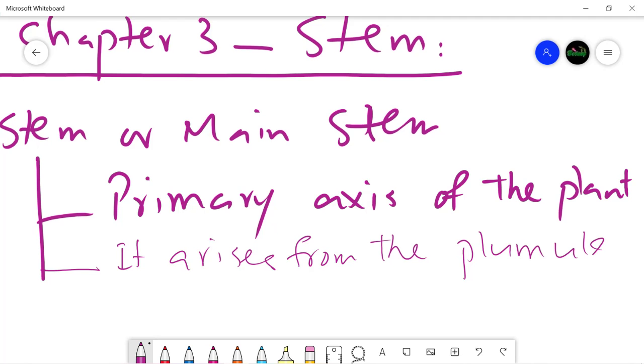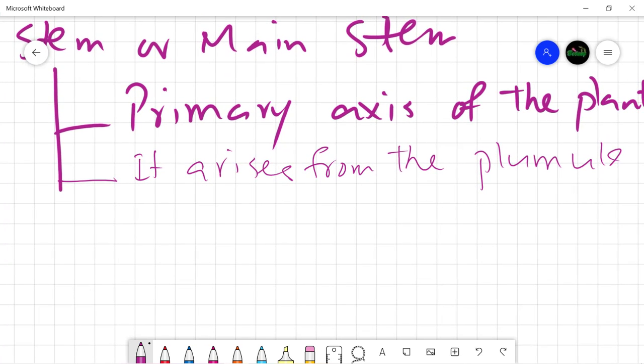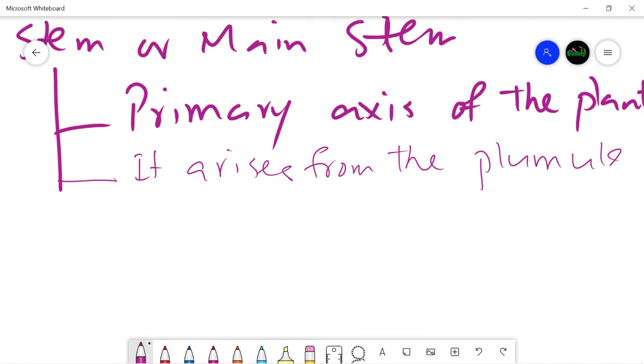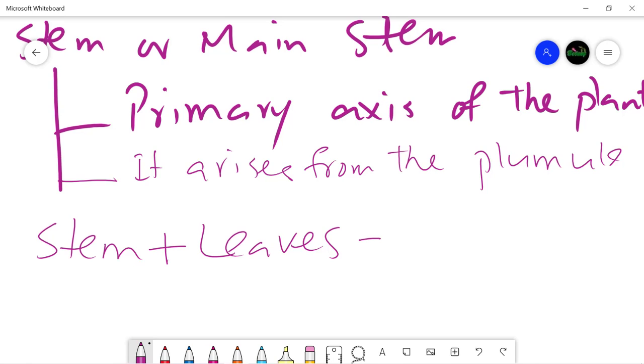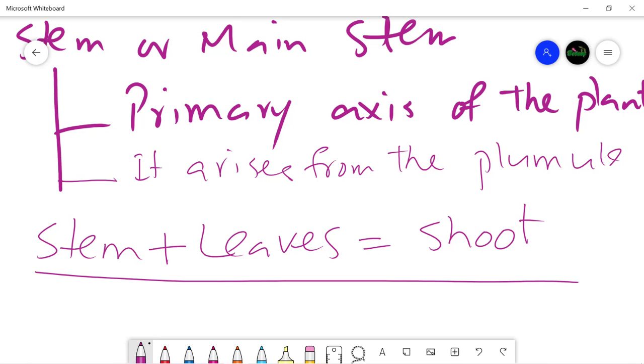stem. Now, as we have seen in the very first video, the parts of an angiosperm plant, the stem plus leaves, and if there are flowers or fruit, it constitutes the shoot. So these terms are somewhat used interchangeably, the stem or shoot.